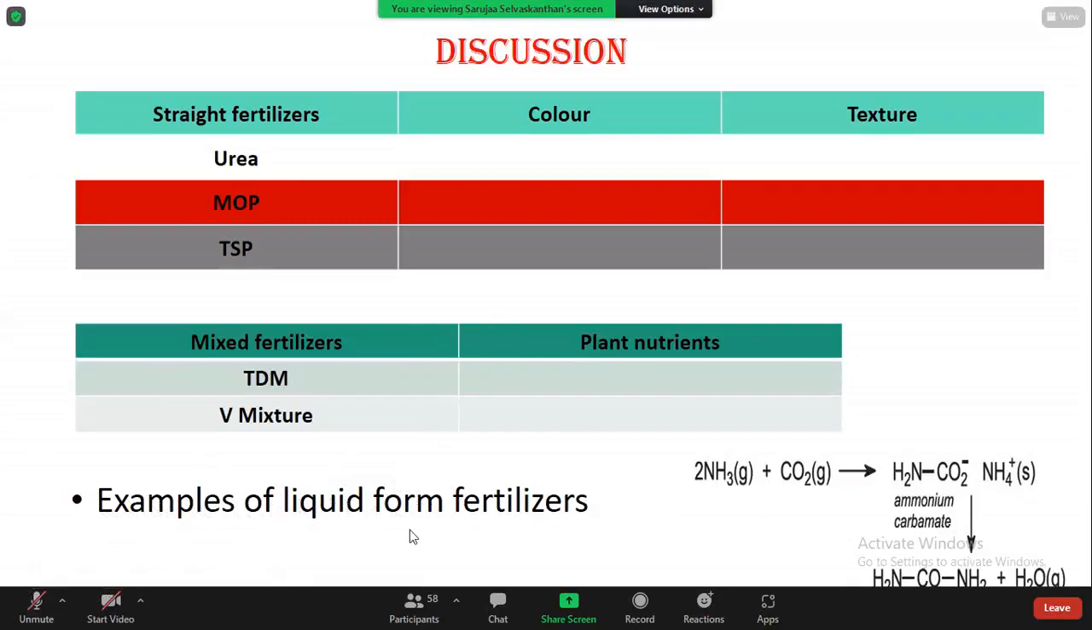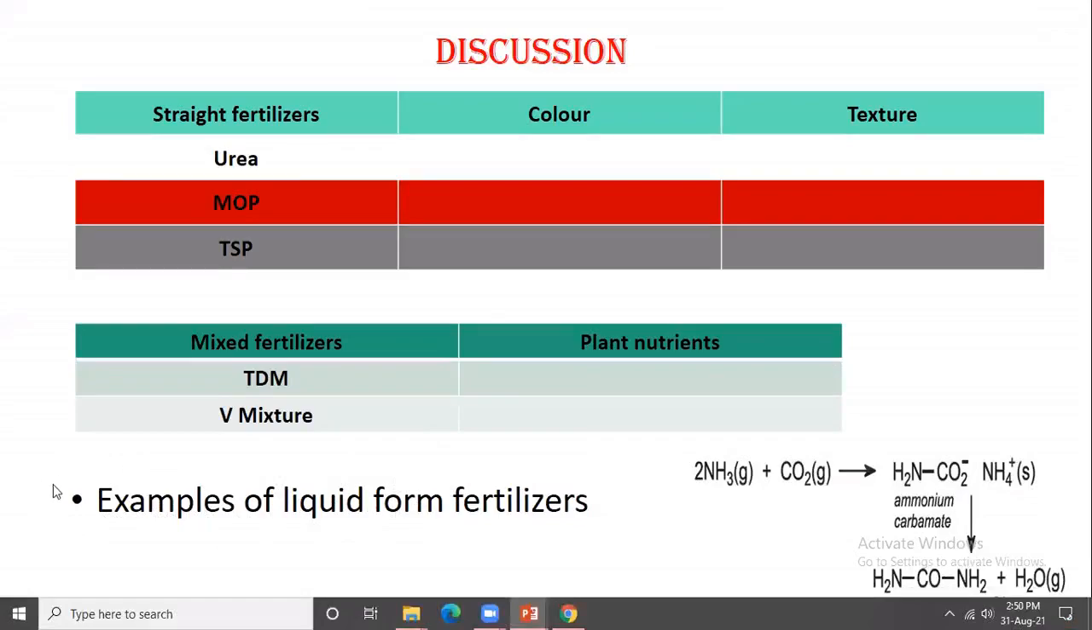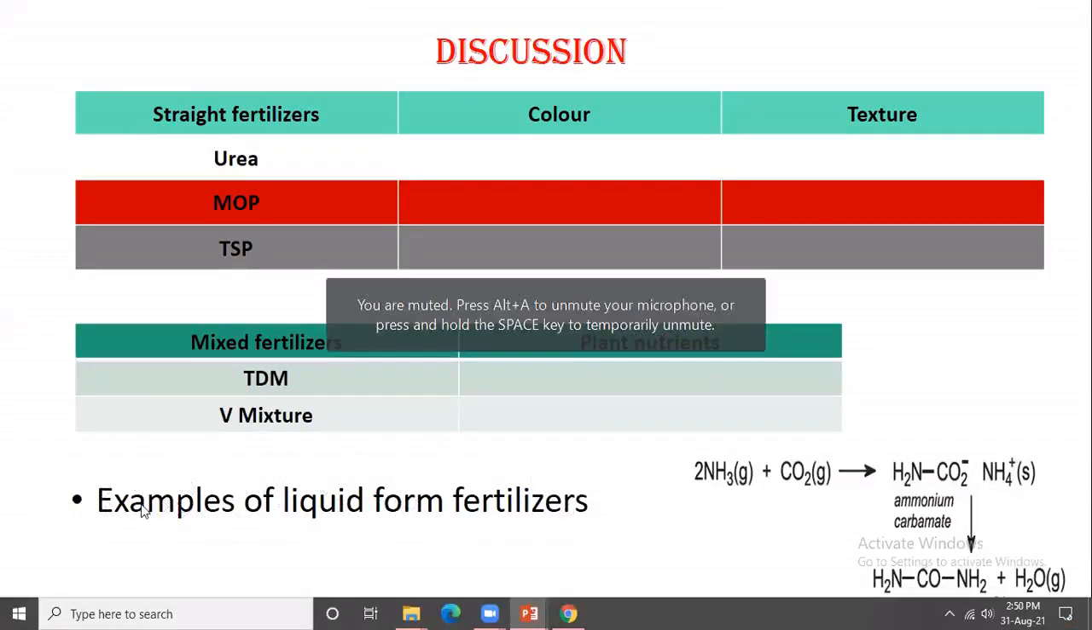Give examples of liquid fertilizer. What liquid fertilizers are available in Sri Lanka? You can search in Google or Scholar or anything, and write it in your discussion part.